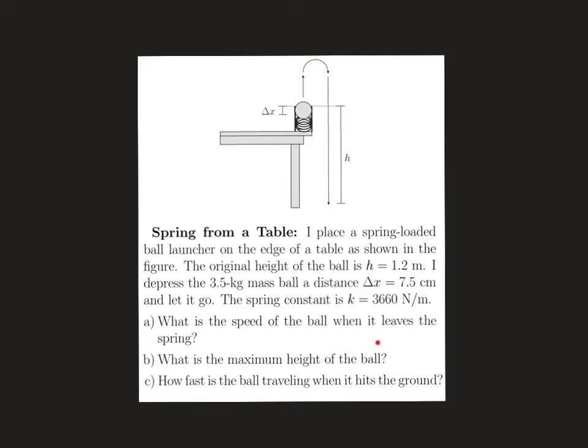First, what is the speed of the ball when it leaves the spring? So right after it goes from this compressed location to right here when it leaves the spring. Then we want to know the maximum height of the ball, that is the height right there, and then how fast the ball is traveling when it hits the ground, when it lands here.